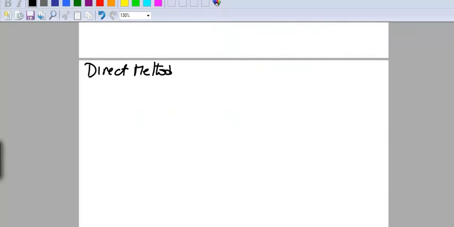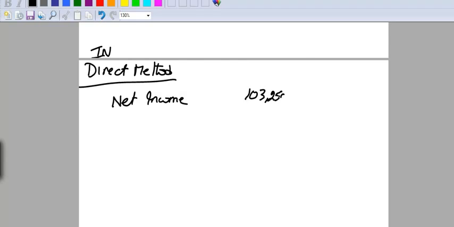So here we are. We're doing the indirect method first. The indirect method is a bottom-up approach. We're going to start off with net income. Look in your income statement for $103,250. We're going to add back depreciation. In the handout, it talks about amortization expense. We're going to add back $26,250.